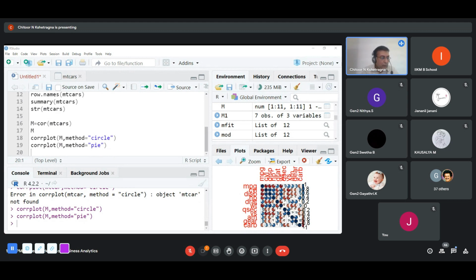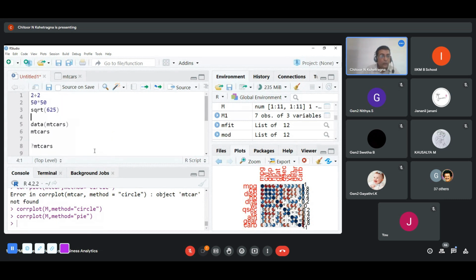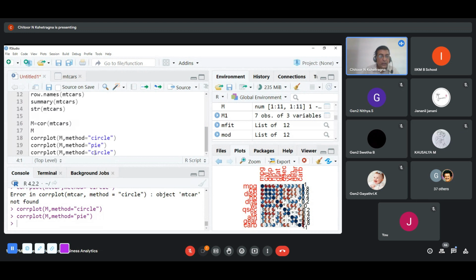Right? From a pie, I can also demonstrate something of a color. See how easy it is. I'm just changing only the circle inside here. I'm just changing it to color. See what you get. I can also get numbers.